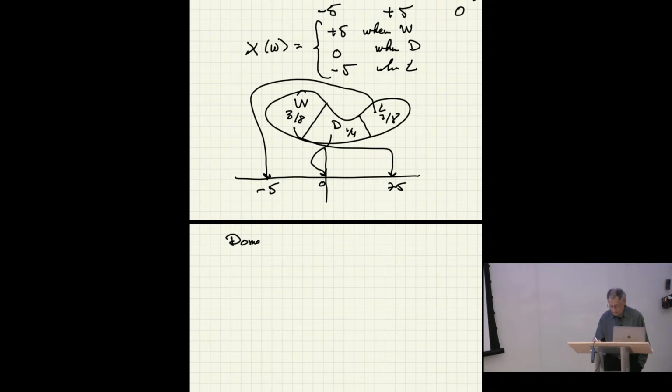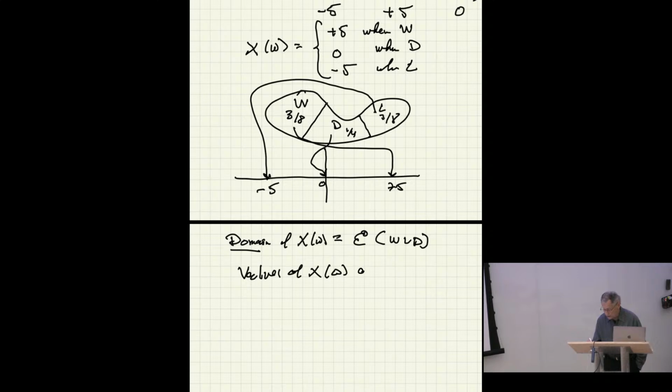So the domain here, if you will, of the random variable are the events. In this simple example, it was win, lose, draw. Ordinarily, it's individual sample points. That's what domain is. The value of this random variable x is its range. So I'm defining what I mean by range.